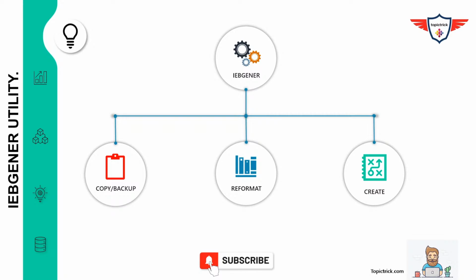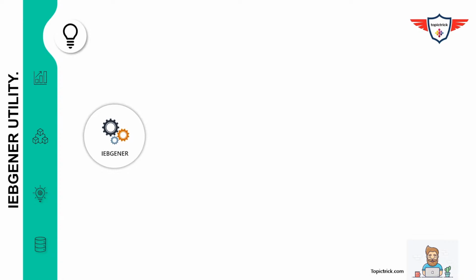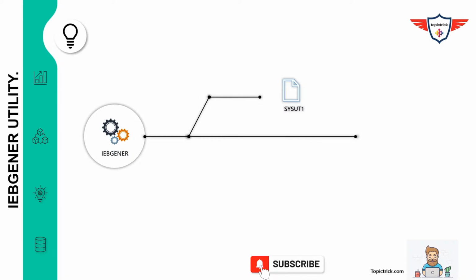Now let's understand the different DD statements required by the IEBGENER utility. There are four different DD statements. The first one is SYSUT1, and it is used to specify the input file. The second DD statement is SYSUT2, and it is used to specify the output file. The third one is SYSPRINT. It is an output message file, and the last one is SYSIN, which is used to specify the control parameters. And if you do not want to use a control statement, the SYSIN DD statement is still required, so you must code it as a dummy dataset.